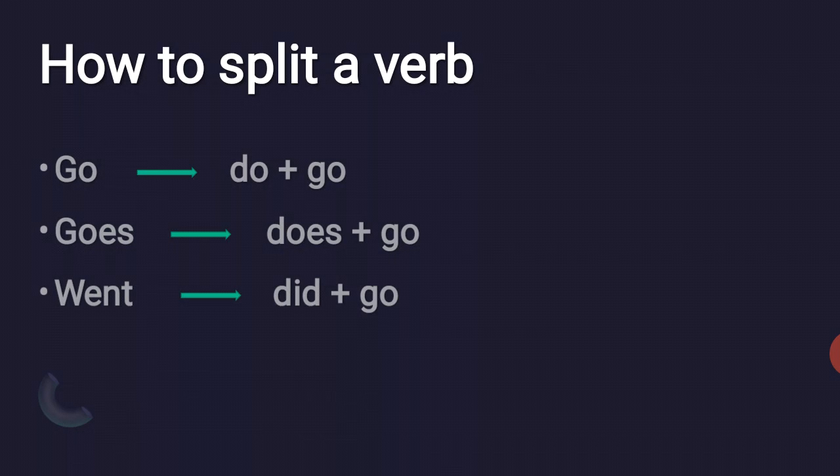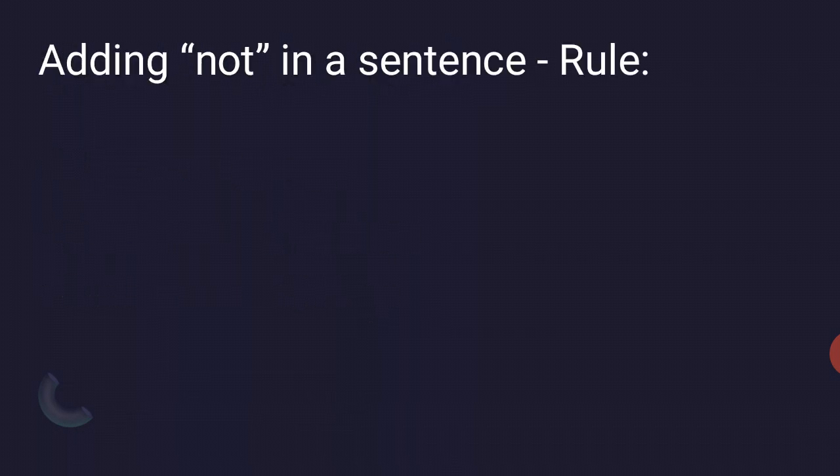You have come across the verbs in that verb table, you have learned that. So all the verbs should be split with do, does, did only. Did is for past tense, and do is for present tense, and does is also for present tense, but do is for plural and does is for singular. We are splitting. So next slide, adding not in a sentence, that is a rule I have given you.